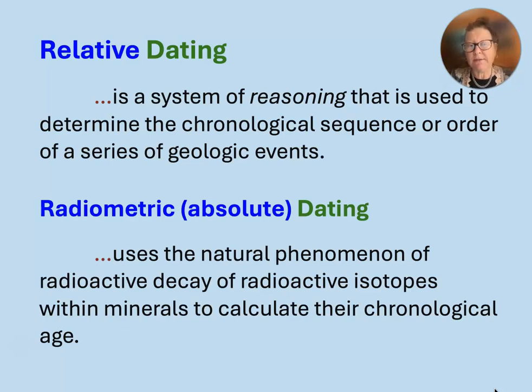Radiometric dating or absolute dating is using radioactive decay of radioactive isotopes to calculate the chronologic age of a rock. For example, with absolute dating, we could say this volcano erupted 283 million years ago. With relative dating, we wouldn't be able to say how long ago it erupted.